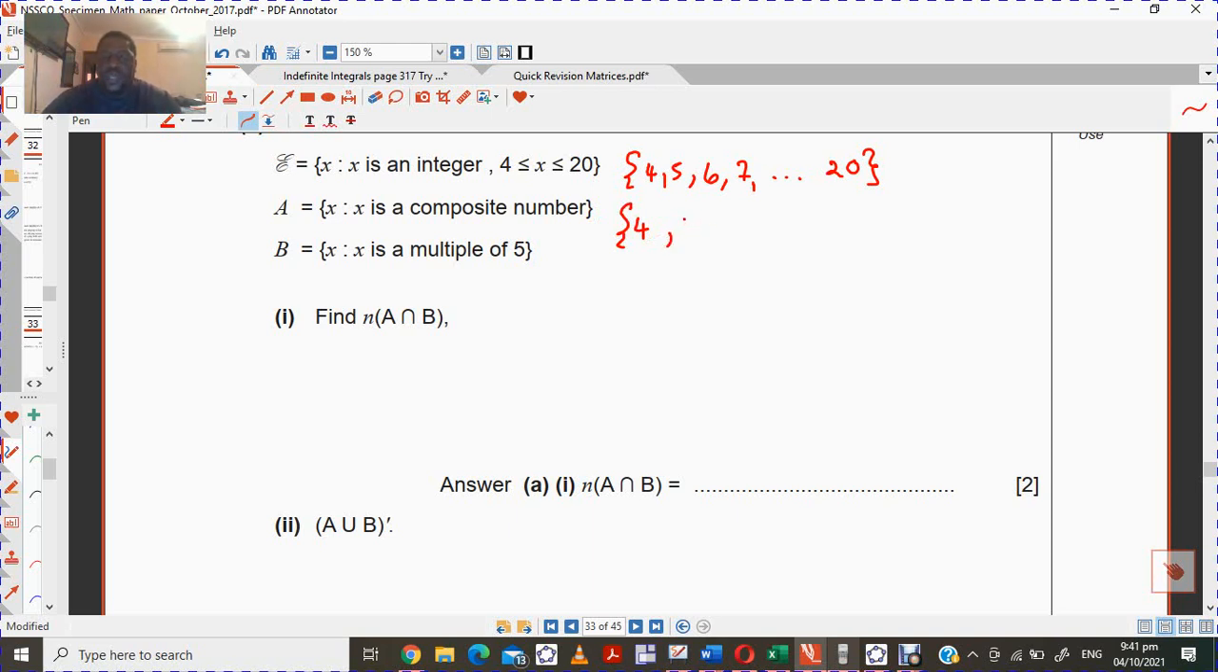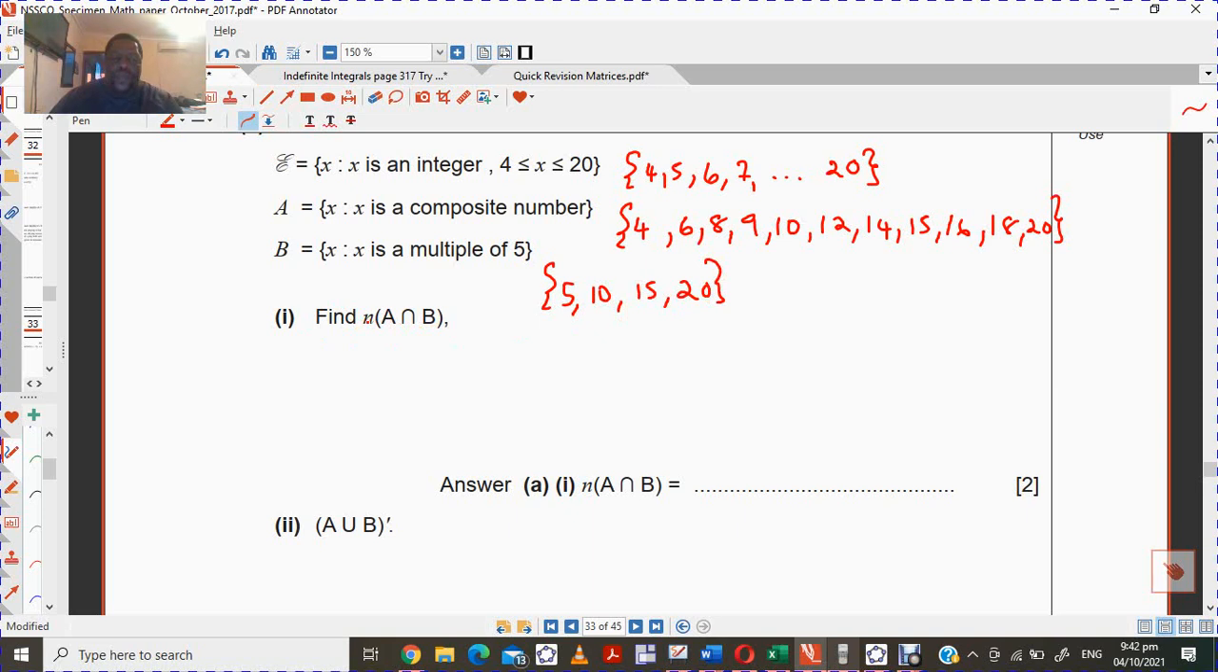So 4, not 5. 5 is prime, so it only has 2 factors. So the next one will be 6, not 7, 8, 9, 10, not 11, but 12, not 13, but 14, 15, 16, not 17, 18, and not 19 and 20. Okay, that will be set A. Set B is multiples of 5, so that's 5, 10, 15, 20.